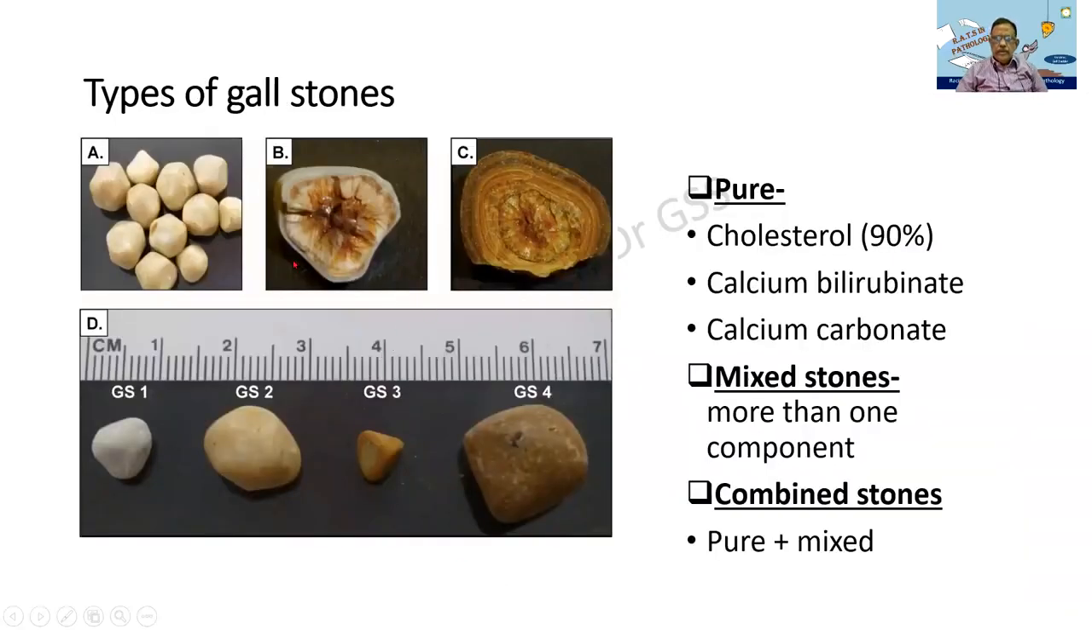The types of stones. So look at the picture first. The plethora of stones that we can get. So multiple stones, they are pale. And this again, I find that there is some kind of a radiating appearance which can be seen. So this is probably one calculus.